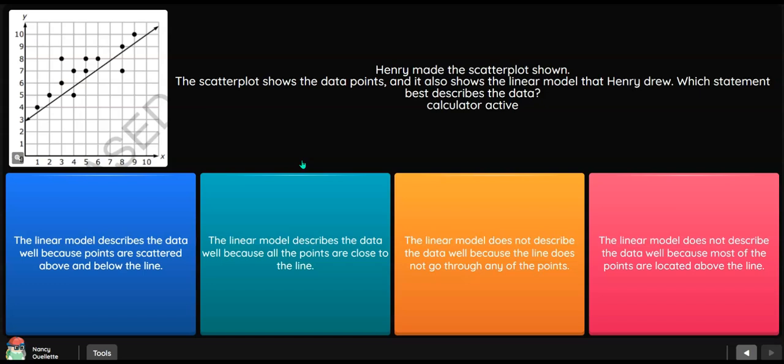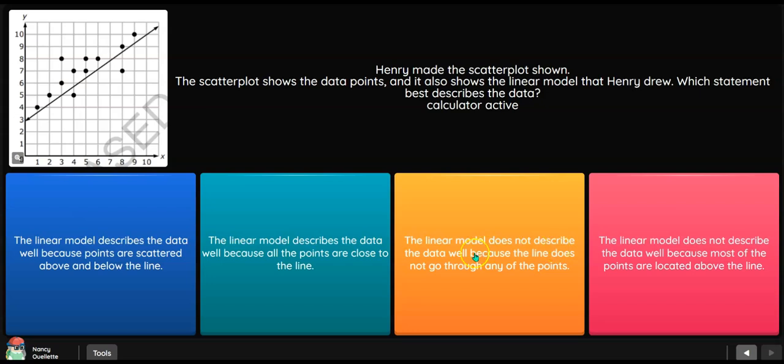The first one is the linear model describes the data well because the points are scattered above and below the line. We do have a couple points below the line, but most of them are above the line. So I'm going to say that's not the answer here. The next one, the linear model describes the data well because all the points are close to the line. They're not all close to the line. This one's an outlier right here. But let's look at our other choices.